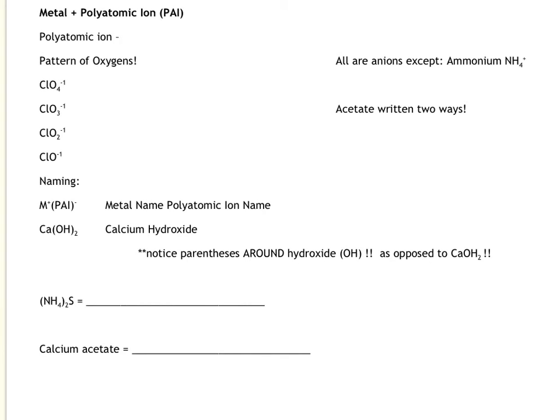The last type of ionic compound is with a metal and a polyatomic ion, or a polyatomic ion and a nonmetal.